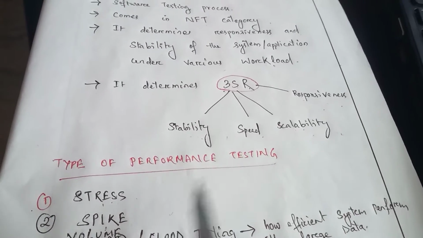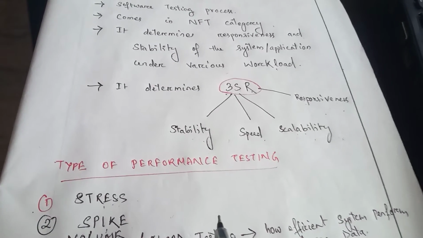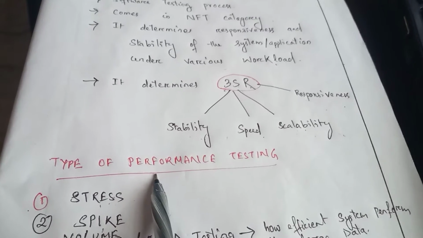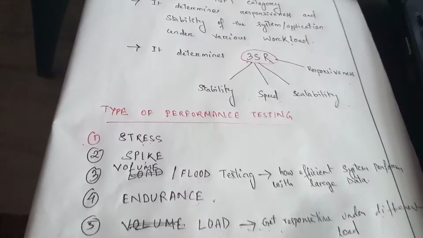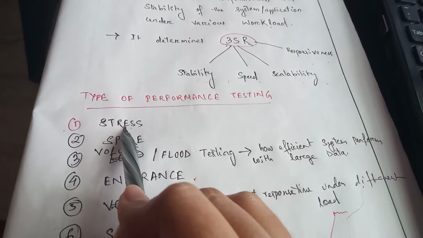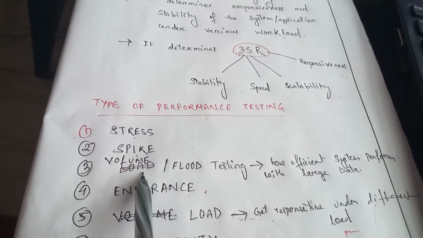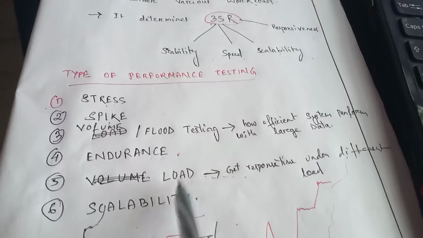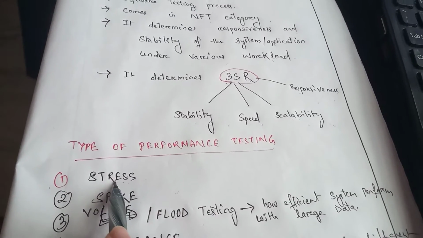Now we come to types of performance testing. There are many types of performance testing. Let's consider six major types of performance testing as of now. These are stress testing, spike testing, volume and flood testing, endurance testing, load testing, and scalability testing. Let's come to stress testing first.